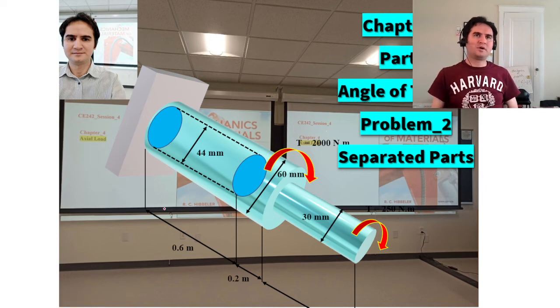Chapter 5, Part A, Angle of Torsion, Sample Problem 2, Separated Parts.